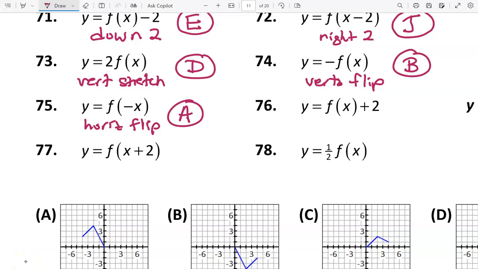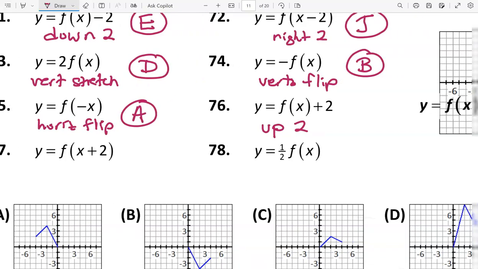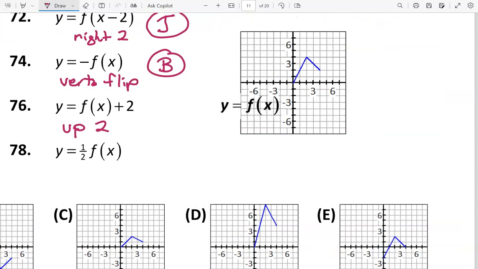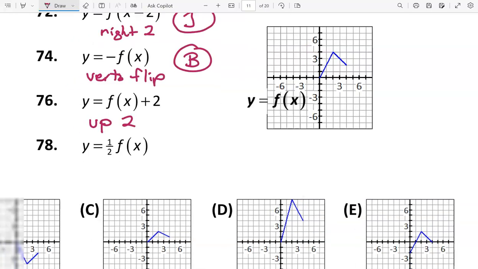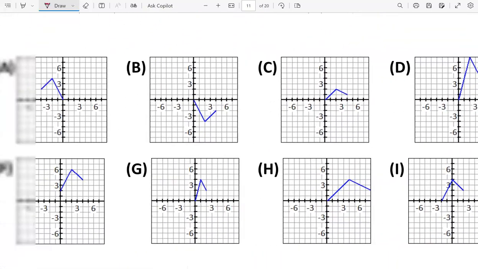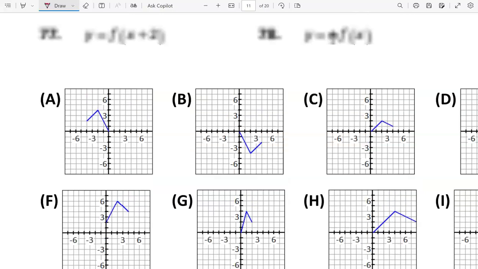Next, 76, we see an add 2 that's happening to the outside of f of x. That means it's going to be a vertical transformation. So the graph is moving strictly up 2. Let's take a look at the original graph, and let's pick one that has been translated up 2. And that would be choice F.